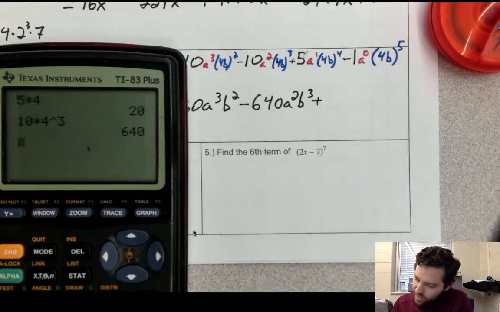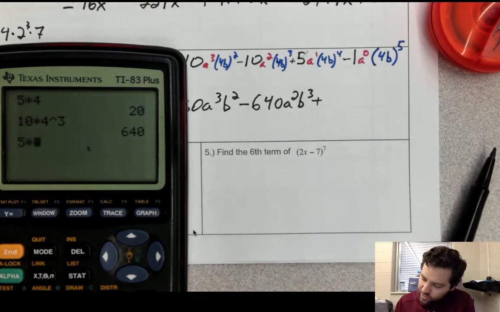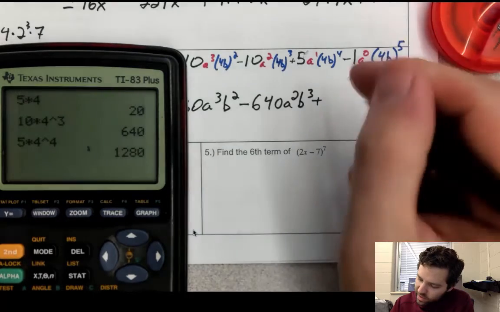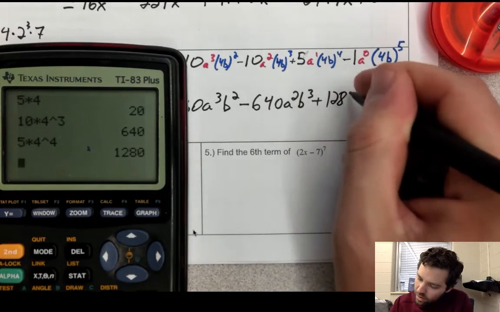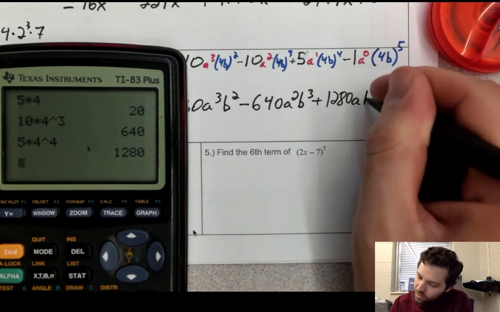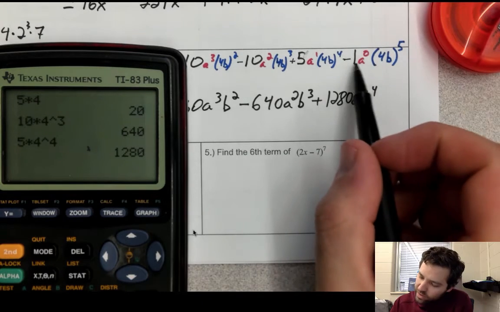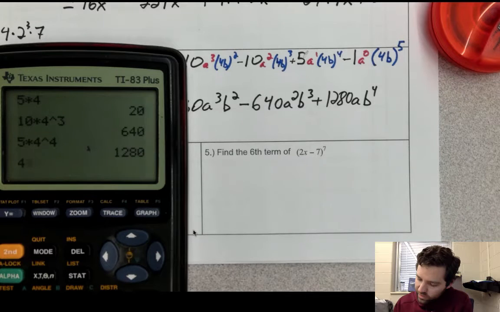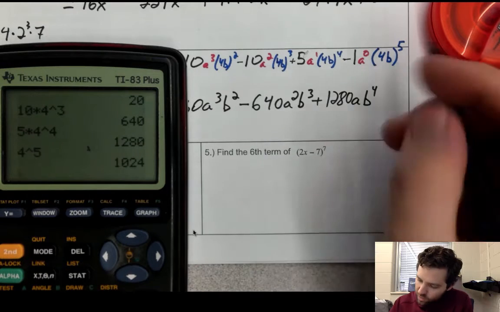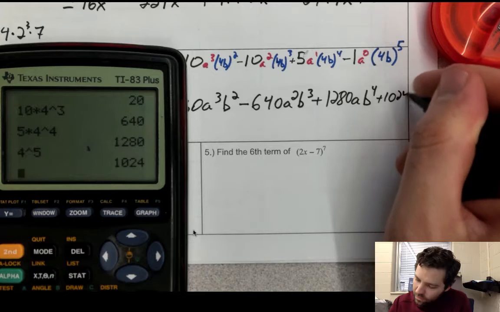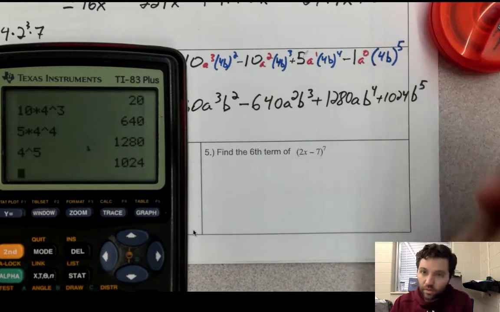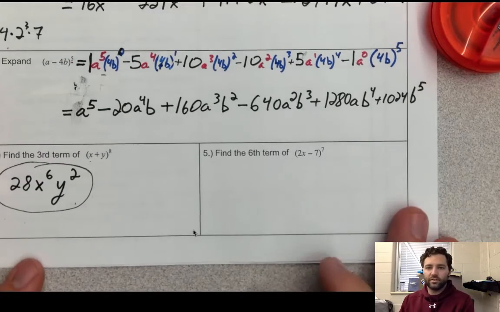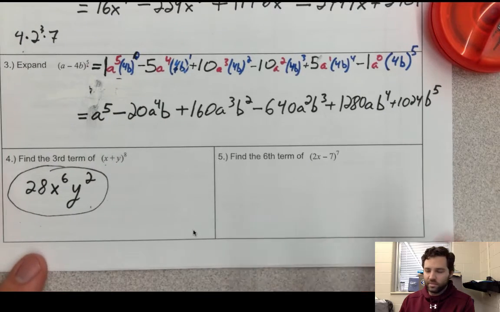Plus 5 times 4 to the 4th. So 5 times 4 raised to the 4th power, that's 1280 a b to the 4th. And this is just 1 times 1, 4 to the 5th, b to the 5th. So 4 raised to the 5th power is 1024, b to the 5th. Okay, and there's your final answer. It's quite obnoxious, but that's what it is.